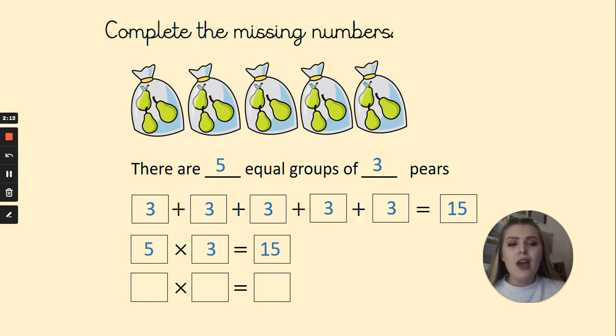And because in maths we can swap the factors and still get the same product, that means we can flip those numbers around, 5 and 3, and change it to 3 times 5 and still get our same product, our same answer, 15. So that's how we've solved question 1.